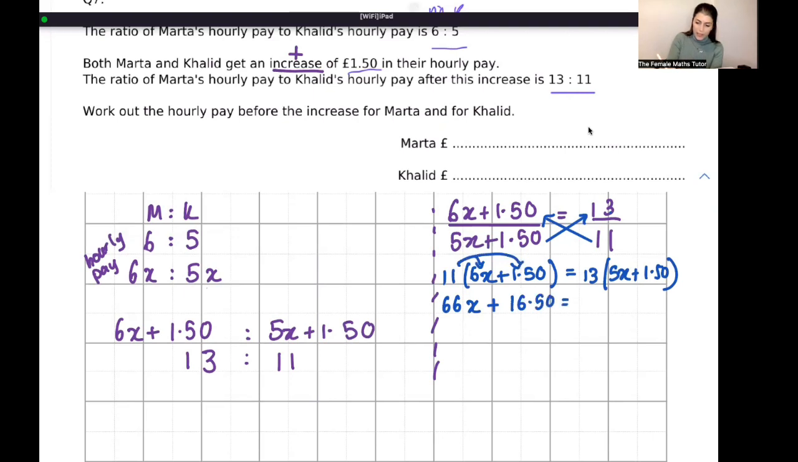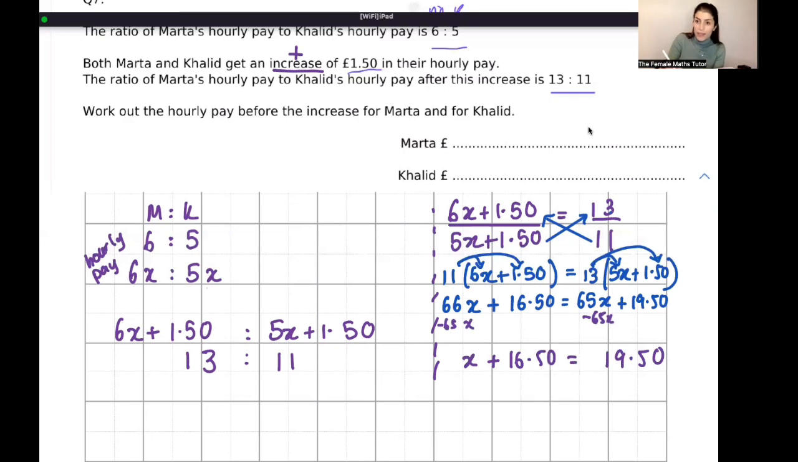Then we'll do the right-hand side. 13 times 5x is 65x, and 13 times £1.50 is £19.50. Okay, so I noticed that I've got x's on both sides and I've got numbers on both sides. So I'm going to move all the x's to the left-hand side. I can do this by subtracting 65x from both sides. So I'm left with x plus £16.50 equals £19.50.